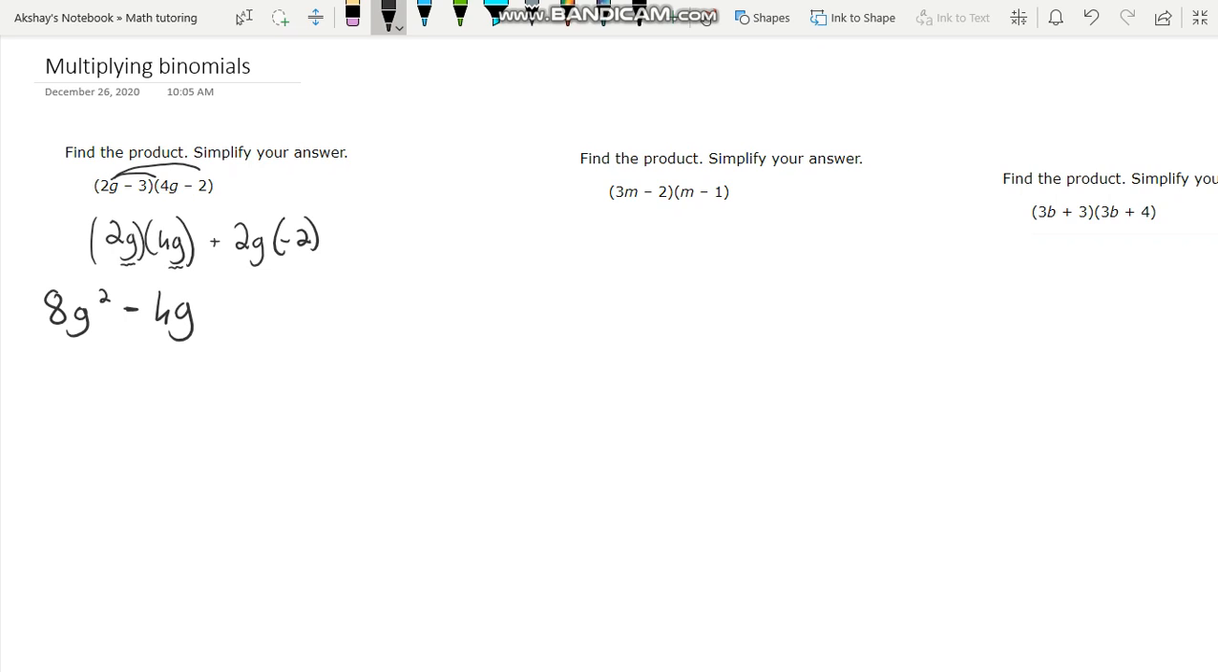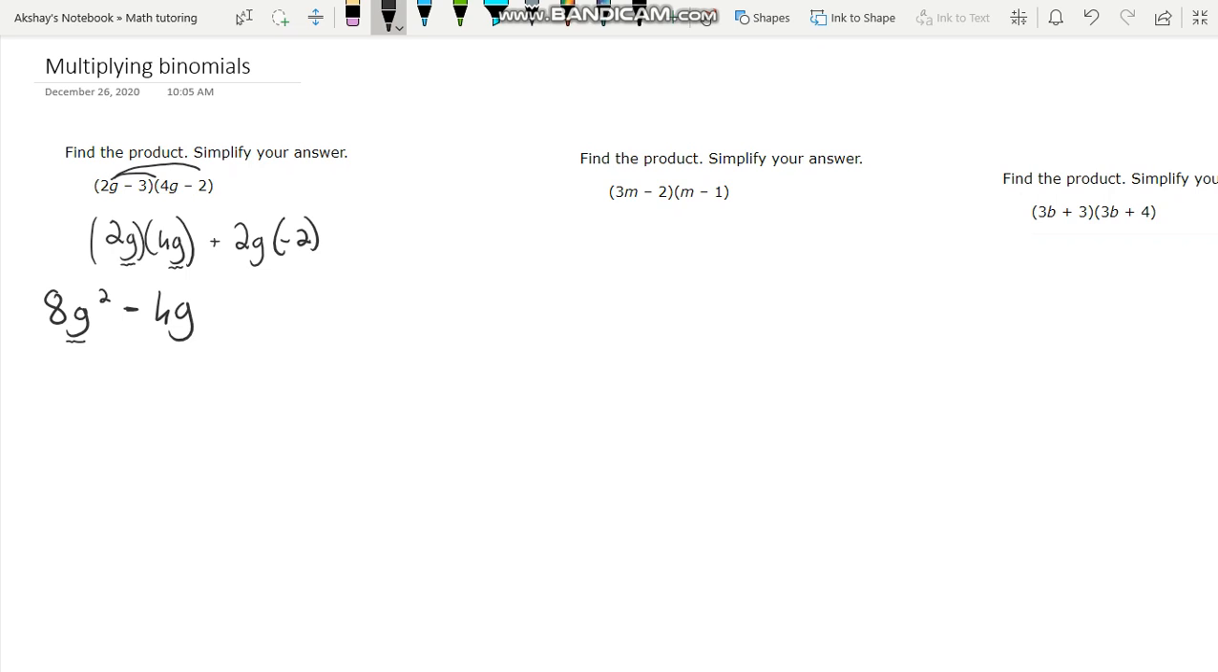That's because we have the same variable. We can multiply our coefficients. 2 times 4, we get 8. We also have to multiply g times our g, which gives us g squared. That's the difference between adding and multiplying. We first multiply our coefficients together, then we multiply our variables together, which is g times g, also represented by g squared.